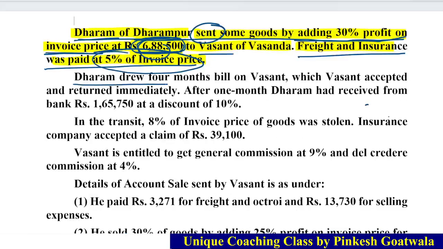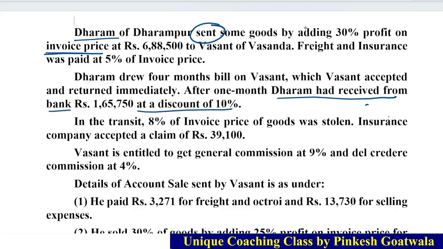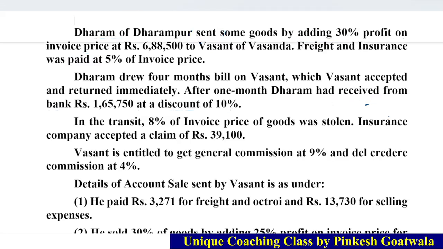Next, Dharam drew 4 months bill on Vasant, which Vasant accepted and returned immediately. Okay, after 1 month, Dharam had received from bank 1,65,750 at discount of 10%. Now it is the important point. Actually this point is asked in short questions. આ જે point છે ને તમને short દાખલામાં પૂછાય છે, પરંતુ આમાં એ point આપી દીધો છે. So here what is the twist point?